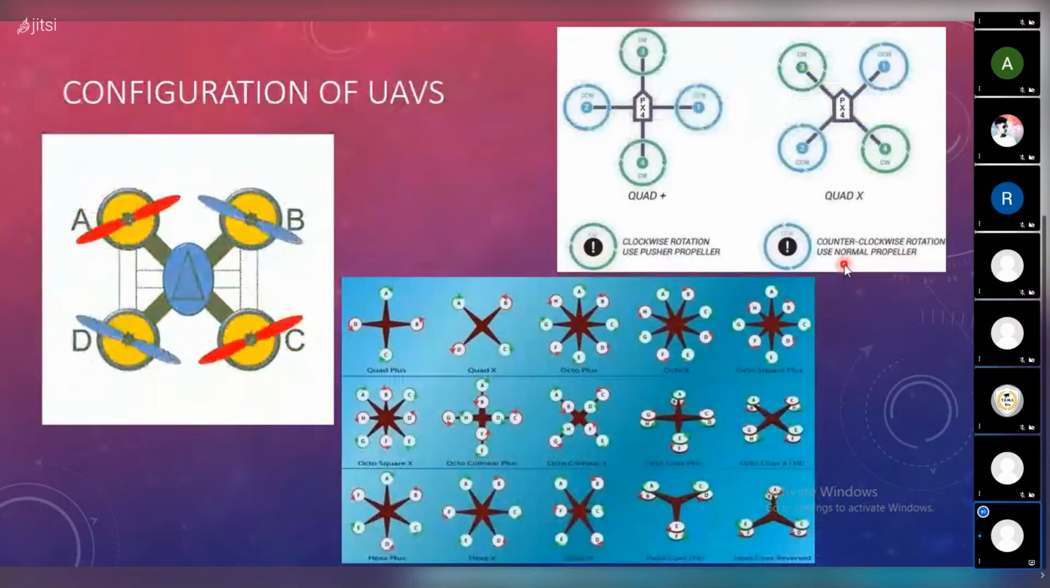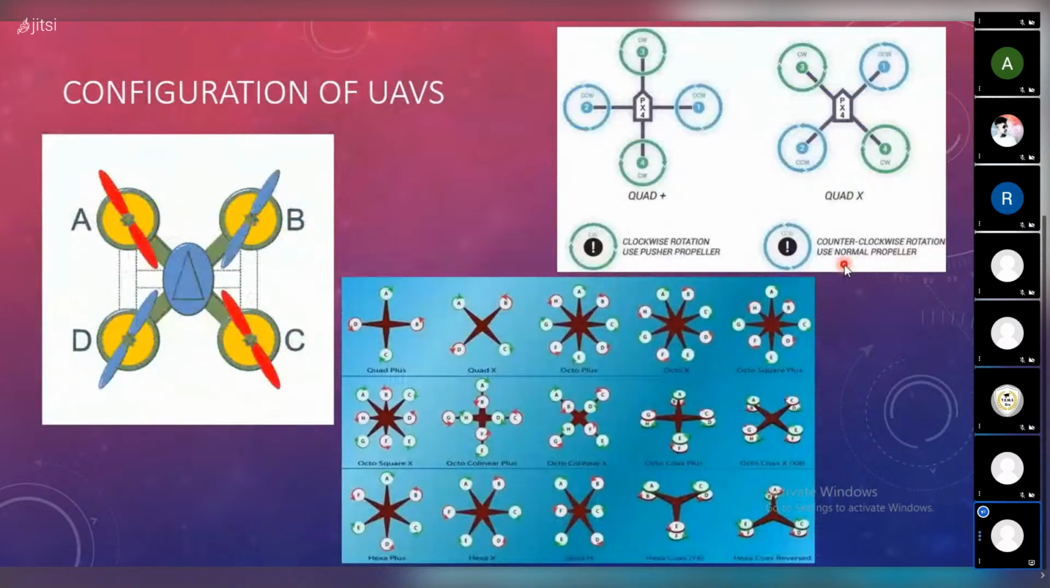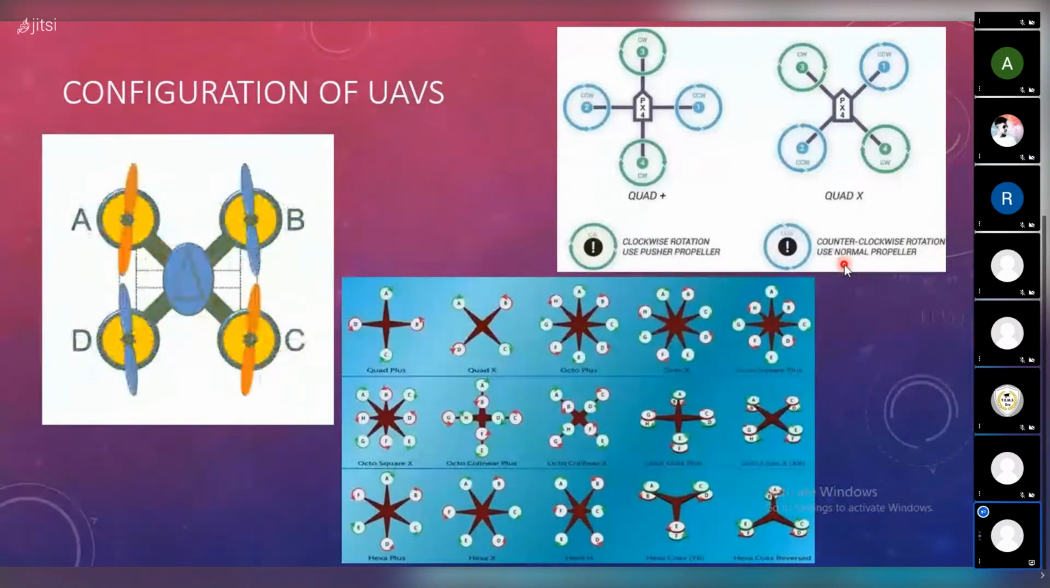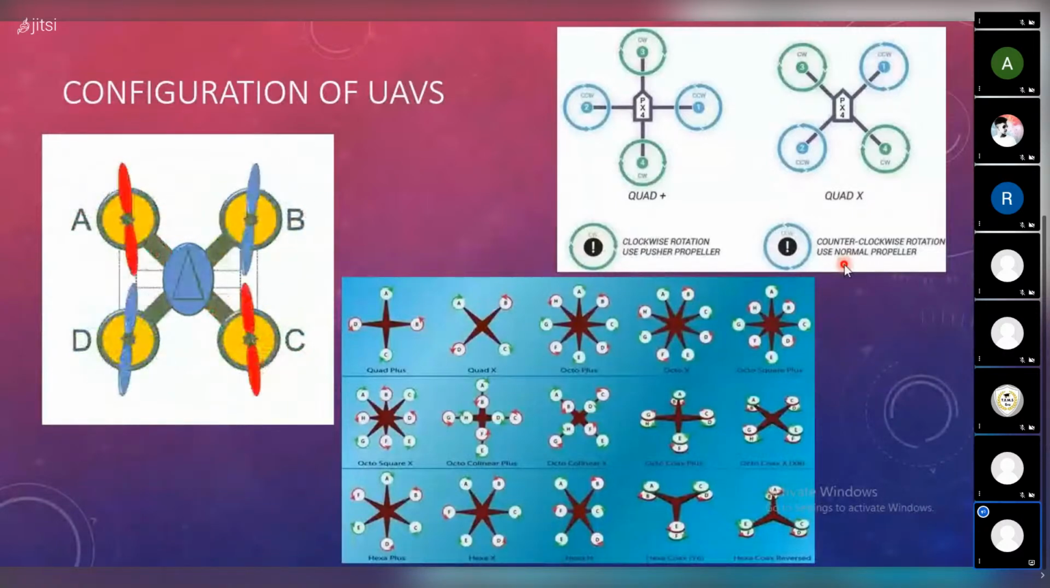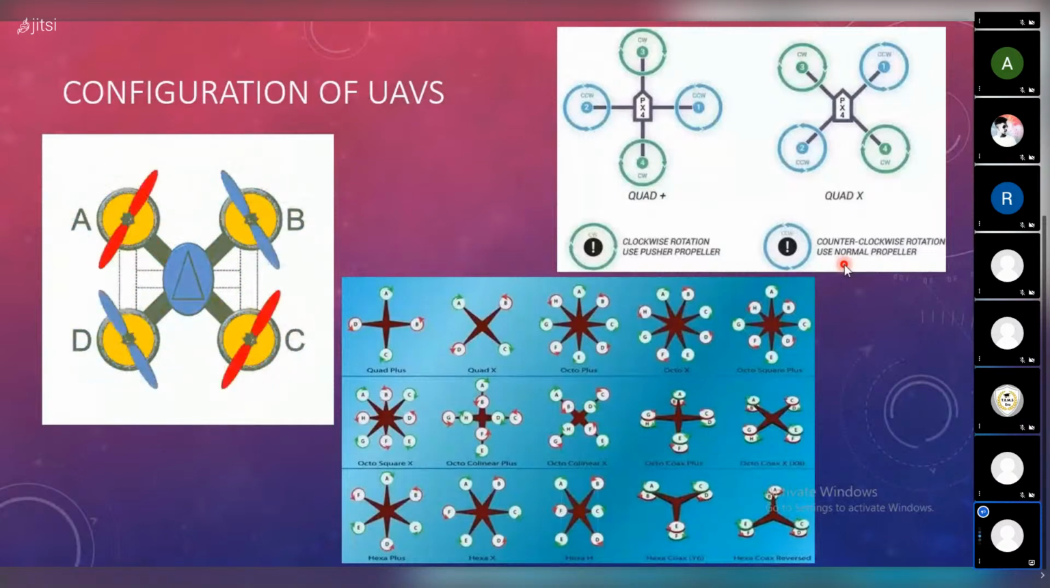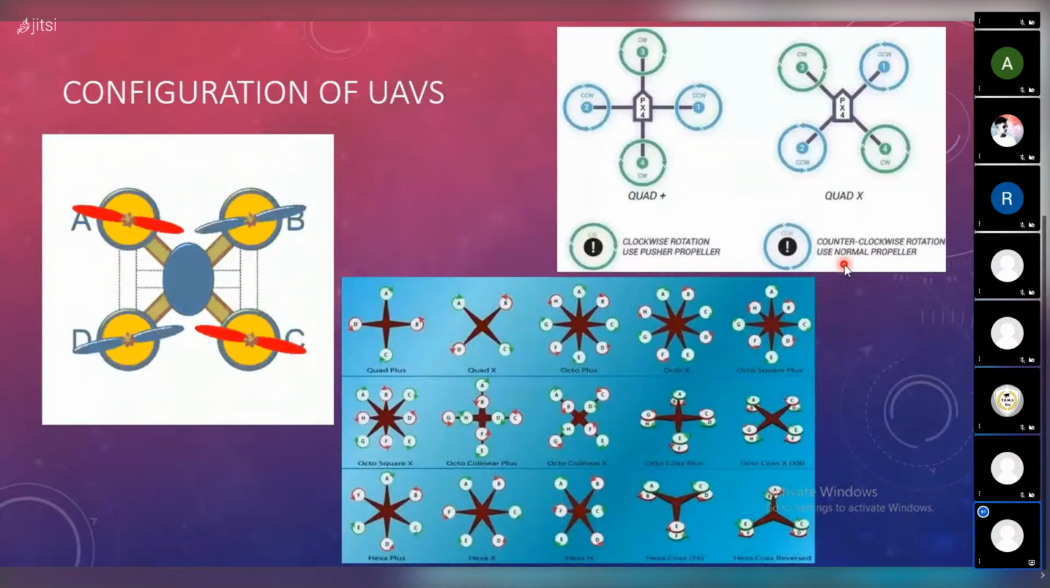Now there are various configurations of drones. You may have seen some drones with only four propellers, some with only three, some with six, even eight. So what are these configurations basically? Why do we need so many blades in the first place? And if you see the left picture, you will see that the motors are not all rotating in the same direction. Why is it so?